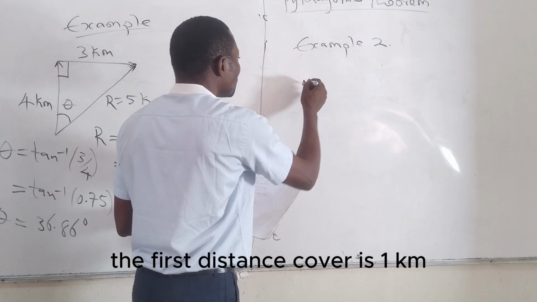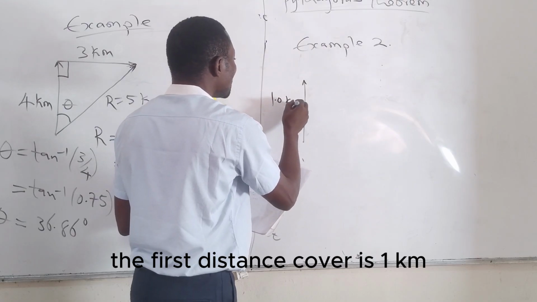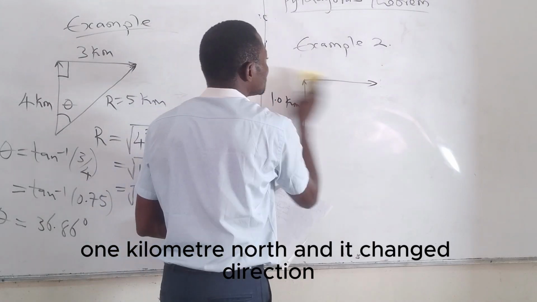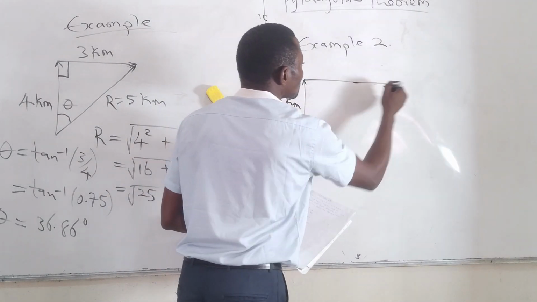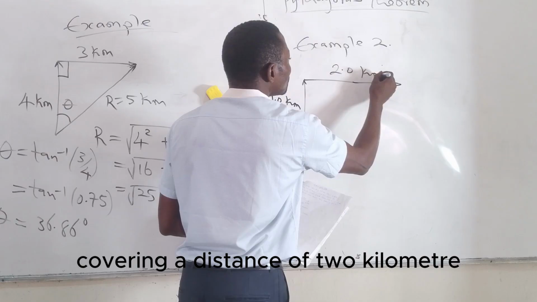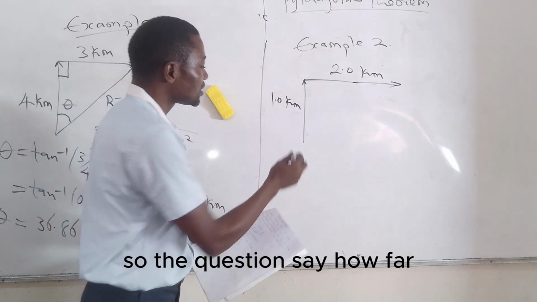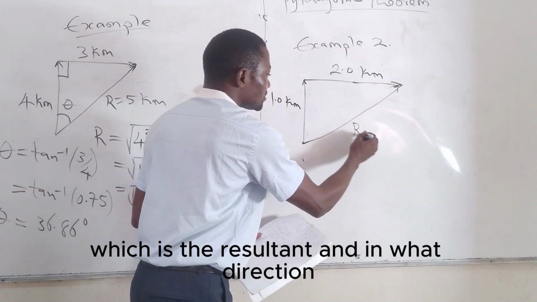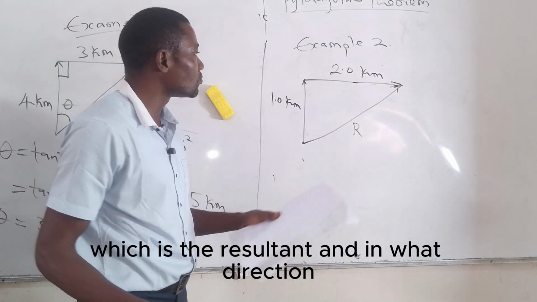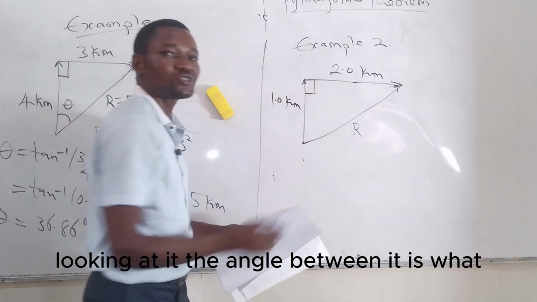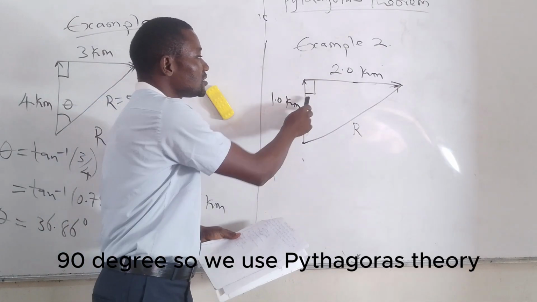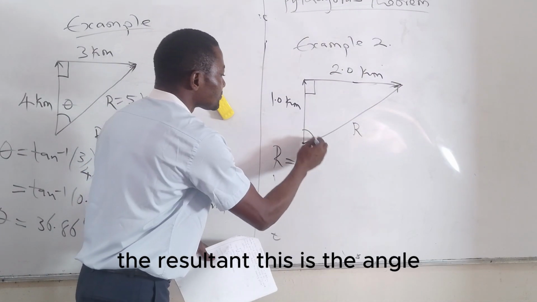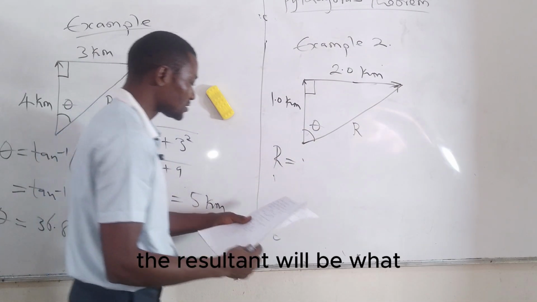The first distance covered is 1 kilometer north, and she changed direction, covering a distance of 2 kilometers. So the question says how far from the starting point, which is the resultant, and in what direction. Looking at it, the angle between them is what? 90 degrees. So we use Pythagoras theorem. This is the angle, and the resultant will be what?